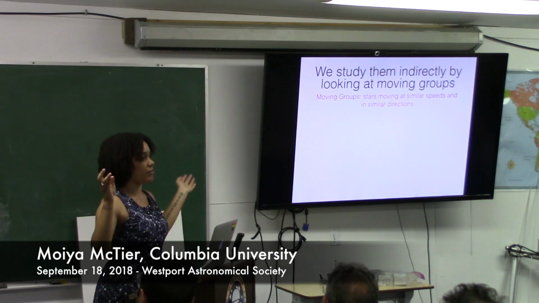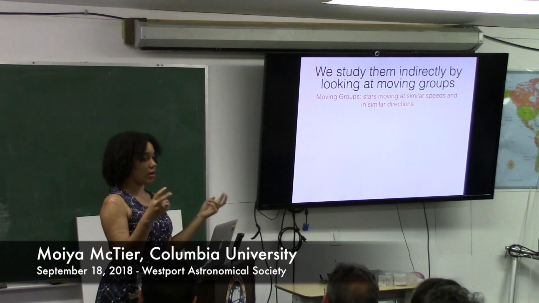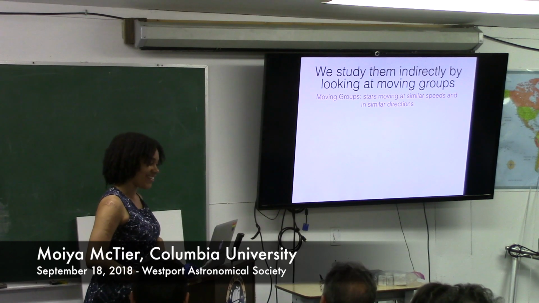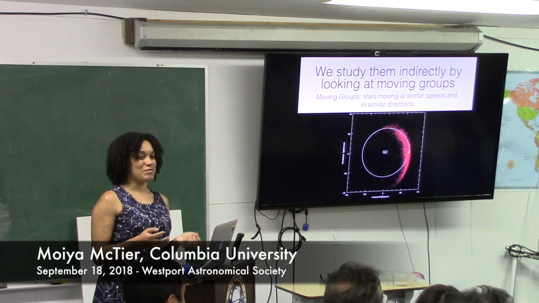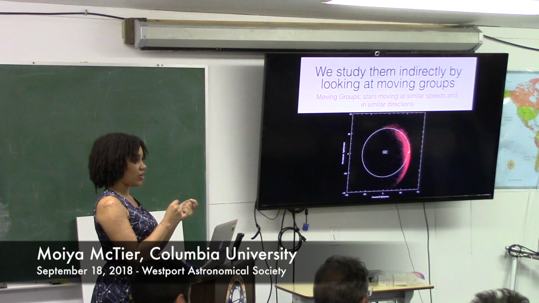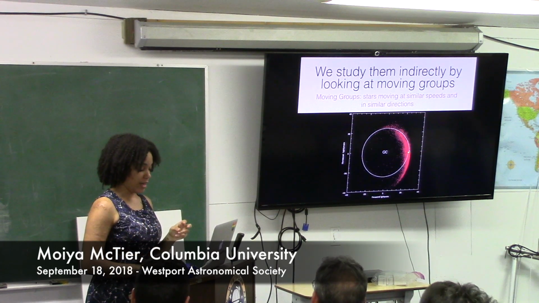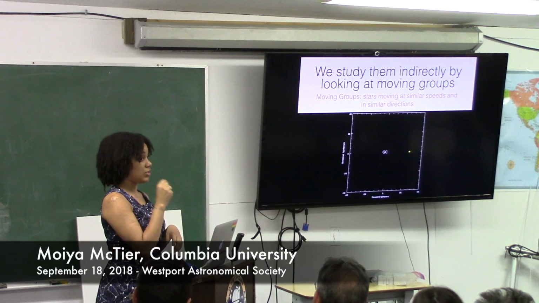So they can be in different parts of the galaxy, but because they're moving in the same way, we call them moving groups. Does that make sense? Yeah. Thank you. So the idea behind using moving groups to indirectly study the Milky Way is that we know where these stars are now, and we know how they're moving.